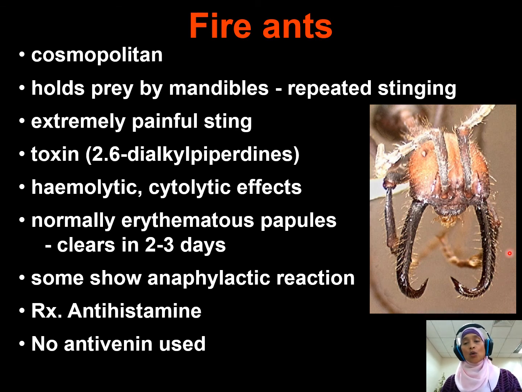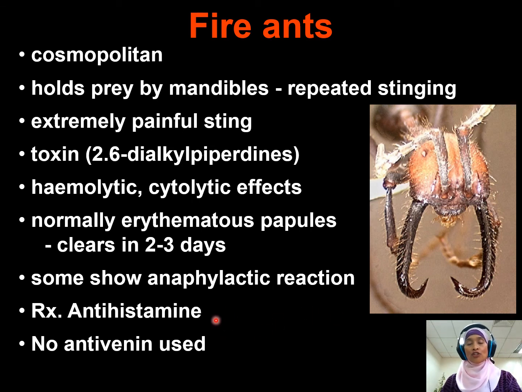Unlike a bee, which only stings once, the sting from a fire ant is extremely painful. The type of toxin is hemolytic and cytolytic, so it can affect the blood system, or the hemo system, and it can also affect the tissues. Patients can present with erythematous papules, which may go away in the next 2 or 3 days. Some individuals who are very sensitive to foreign proteins can have an anaphylactic reaction.